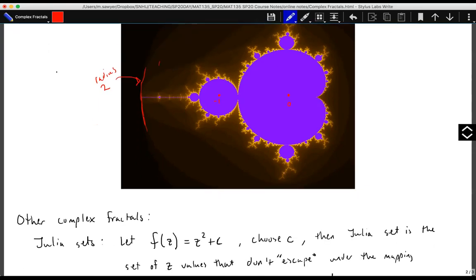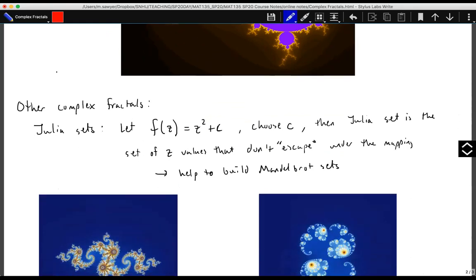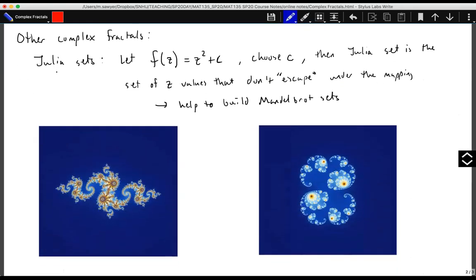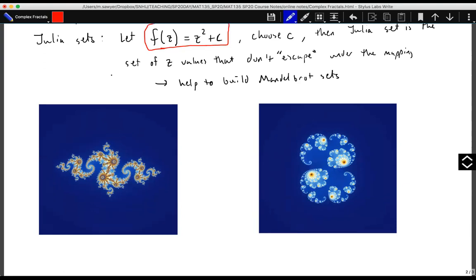So there are some other complex fractals that we'll talk about before we do some simulations. There are the Julia sets, which look a lot like the Mandelbrot sets and use the same sort of function. One representation of the Julia set is z squared plus c, where you get to choose your value of c. And then instead of looking at all the c's that don't escape, you're looking for all the values of z that don't escape under the mapping. And these help build Mandelbrot sets.